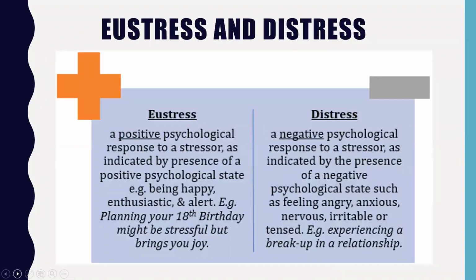Then we looked at these 2 forms of stress, which we call eustress and distress. Now, eustress is a positive psychological response to a stressor. It's not positive stress, it's a positive psychological response to a stressor. So those are 2 different things, okay? It's positive because it's indicated by some kind of positive state, like you're happy, you're enthusiastic, you're alert. So planning your 18th birthday, it is a bit stressful, but then you get some joy or some happiness out of it. Going bungee jumping might be stressful, but you feel this adrenaline, you feel excited to go on this new experience. On the other hand, distress is negative.